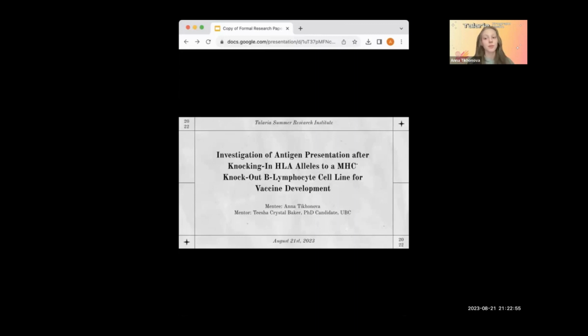My Talaria Summer Research project is on the investigation of antigen presentation after knocking in different human leukocyte antigen alleles into an MHC complex using a knockout B cell line for vaccine development.